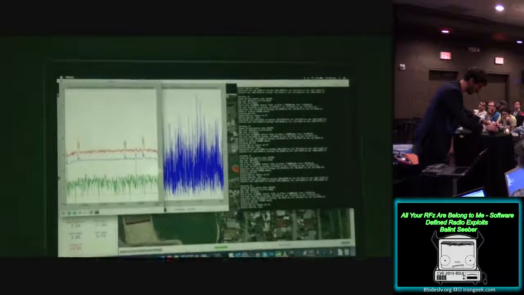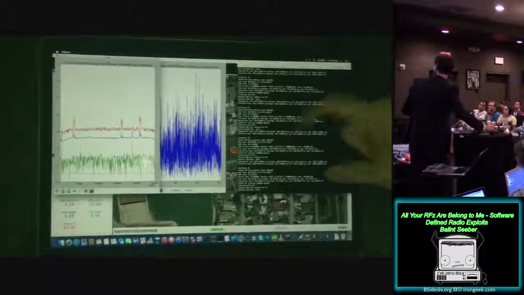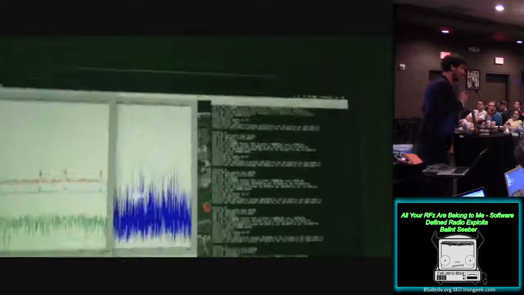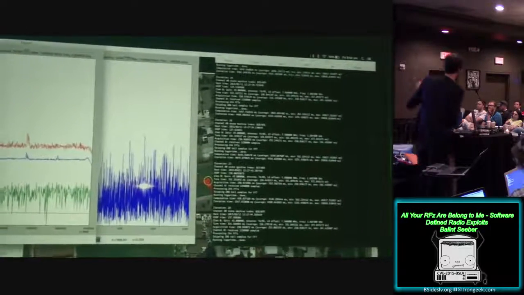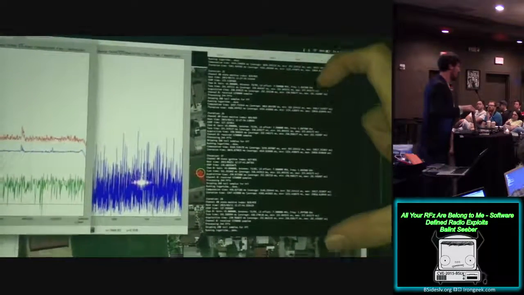And you can see here on the right-hand side, the spectrum monitoring code is running. So remember that spectrum monitoring code that I was showing you? That's now actually running on that little device, flying in the sky. So I've associated my laptop with that AP in the sky.